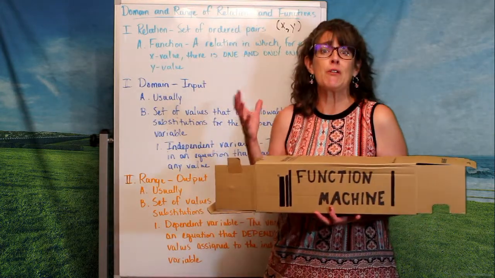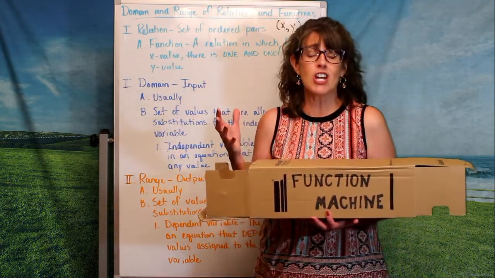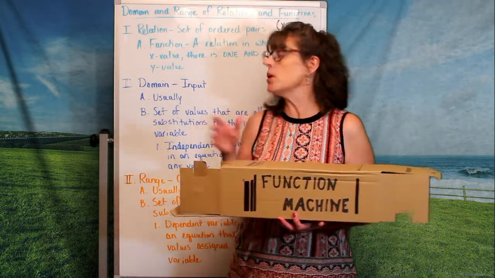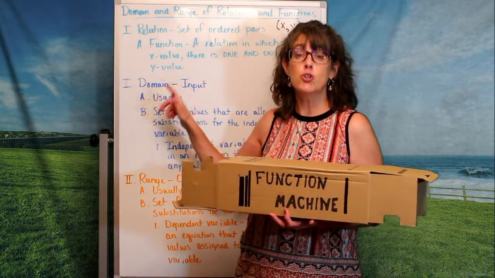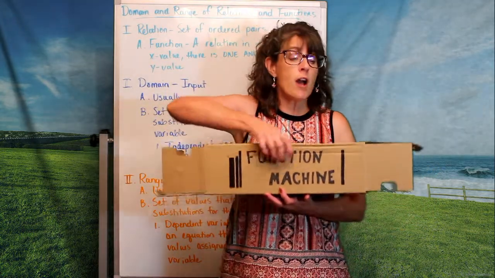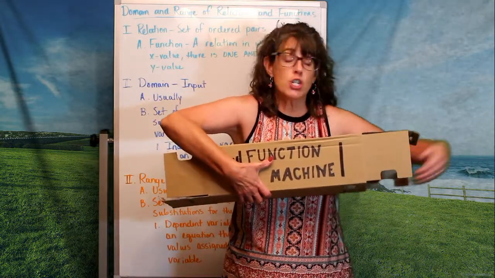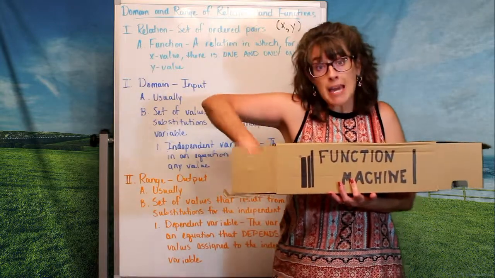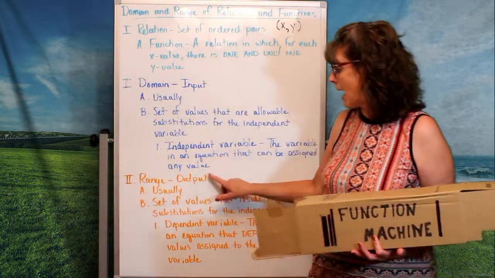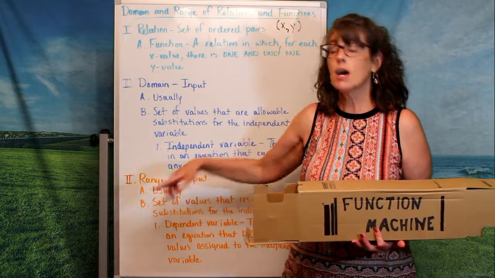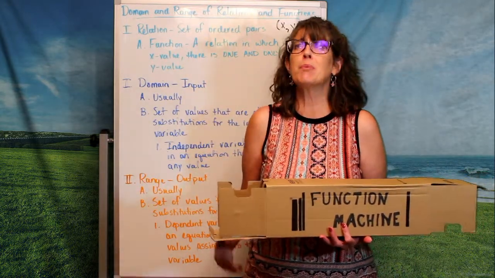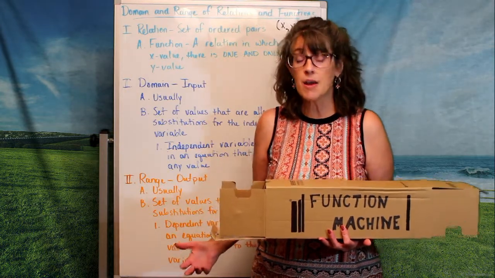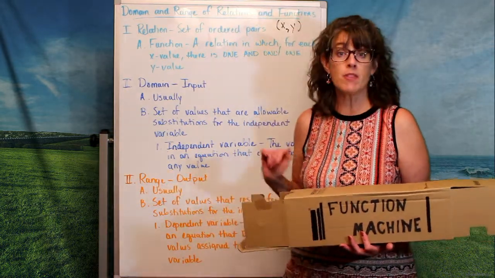Because input was a perfectly good word. Why on earth did they change it to domain? I do not know. But what I can tell you is every time you hear the word domain in math, you should be thinking input. So whatever I put into my function machine, this is my domain. Now, on the flip side, whatever's coming out of my function machine, that is my output. We call this range. Again, output was a perfectly good word. Why did they change it to range? I have no idea. But when you hear the word range, you should be thinking output.